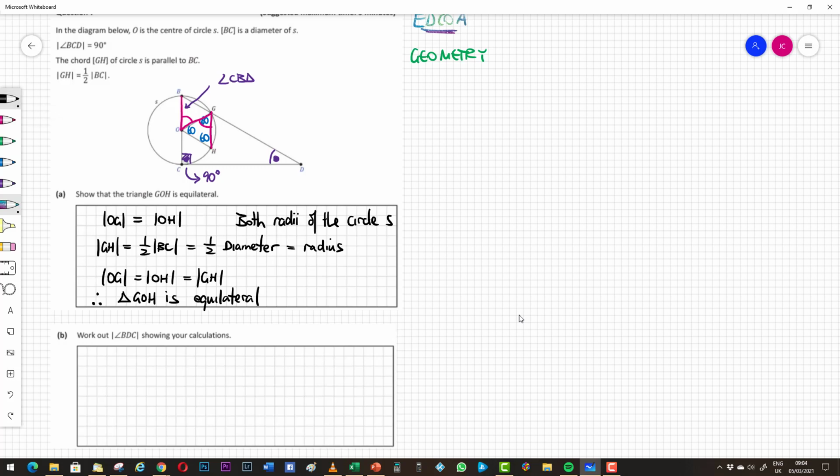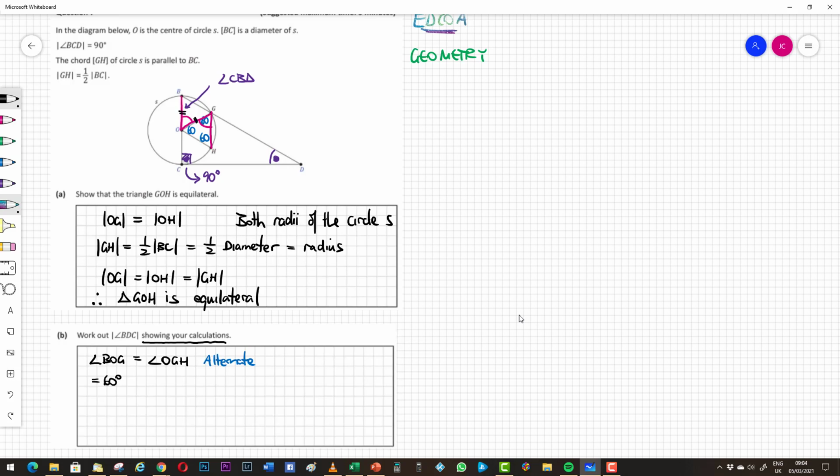So I'm just going to write down, because it asks me to show all of my calculations, I'm going to write down that angle BOG is equal to angle OGH, and then the reason for that is they are alternate angles. Okay, and what is the measure of that angle? Equals 60 degrees.